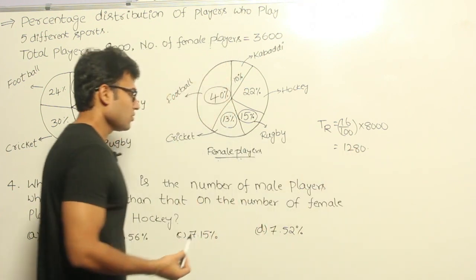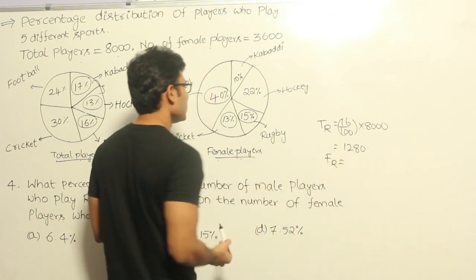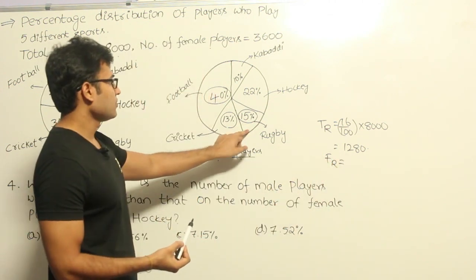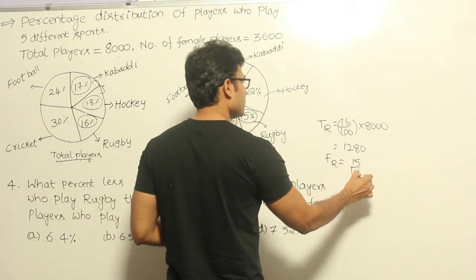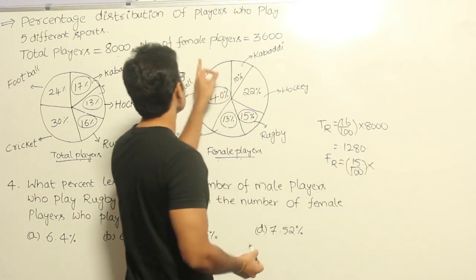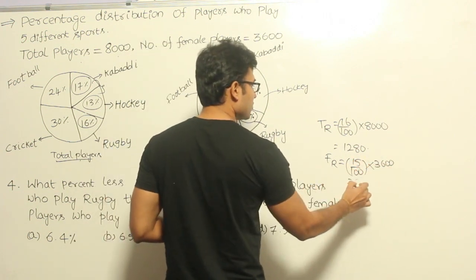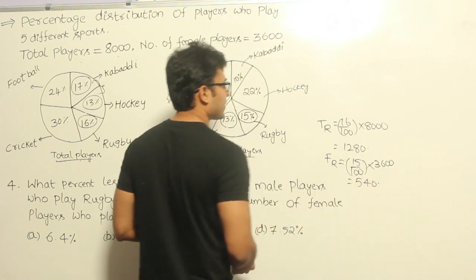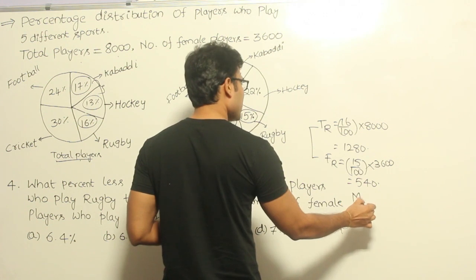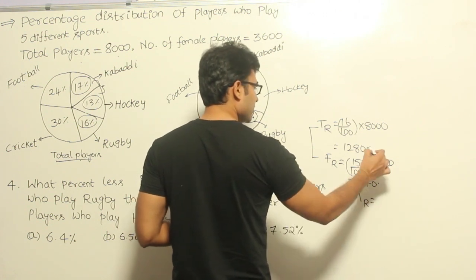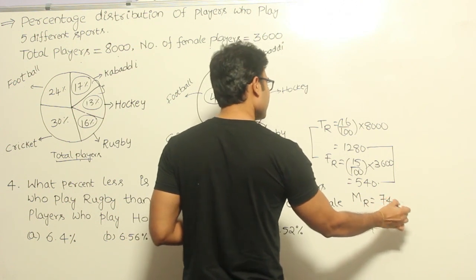And now we have to find out the total number of female players who are playing rugby. So the female players who are playing rugby is 15% of the total female players. That is 15 by 100, 15% of the total female players. So total female players is 3600. So if you write 3600, it is going to be 540, right? And using these two, we can find out the total number of male players who are playing rugby. It is nothing but the difference between these two. So it is going to be 740.